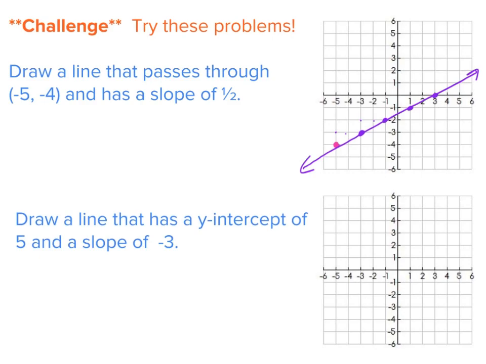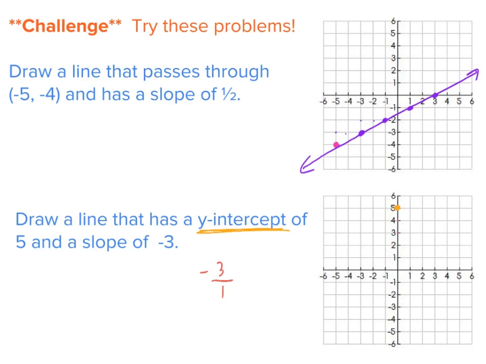of -3. So the key here is knowing the y-intercept, because the y-intercept tells us where it's going to cross that y-axis. In this case, it's going to be 5. So I know that I can start here at 5, and I've got a slope of -3. That means I'm going to be going down and to the right. So I'm going to be counting spaces again with a slope of -3. That's the same as -3 over 1. So I'm going to be going down 3 and over 1.